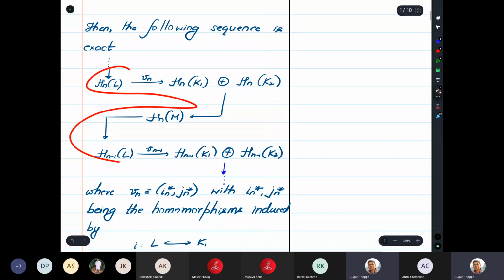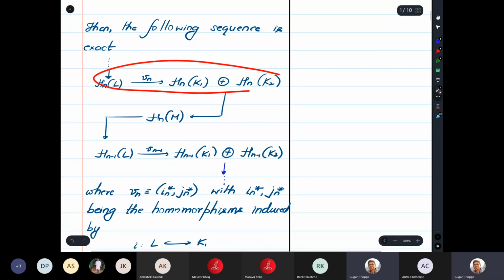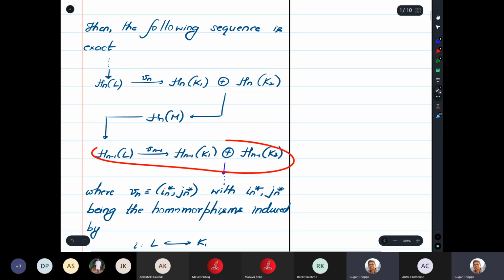In particular, you can see that what is here and what is here is basically the same, except that the n over here is replaced by n minus 1. So in that sense, we start with H_n of L, you look at the direct sum, then you go to H_n of M, then you look at something similar to what you had over here, and from here you go to H_{n-1} of L and the sequence will continue. So the Mayer-Vietoris theorem states that the following sequence is exact.